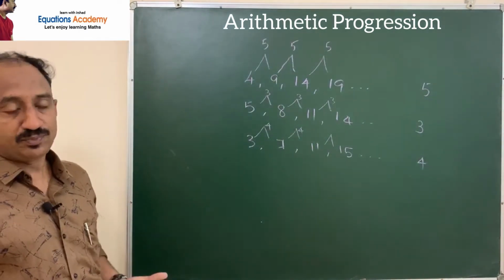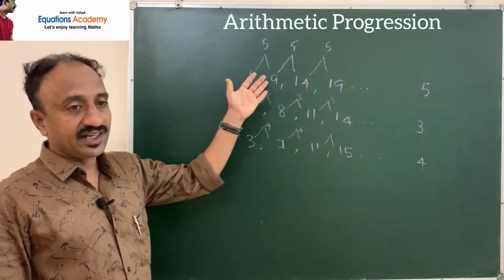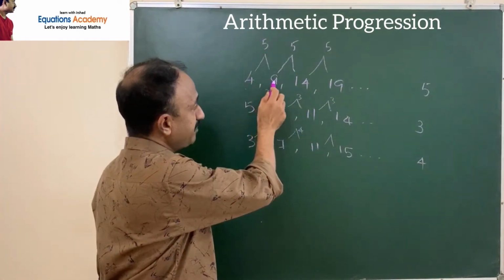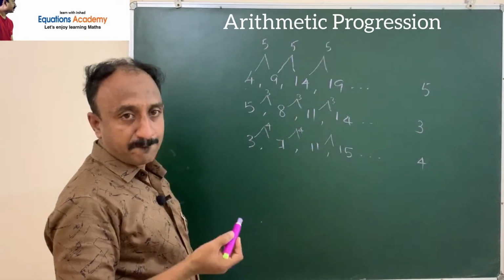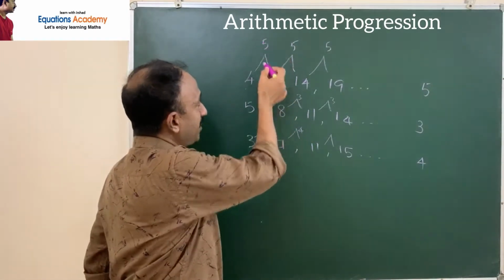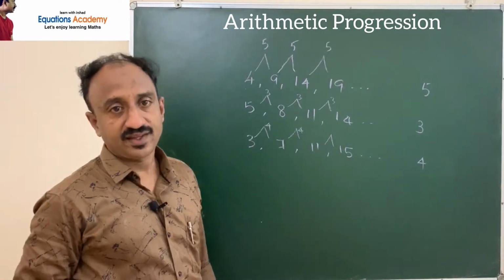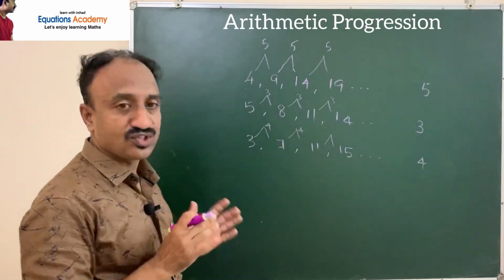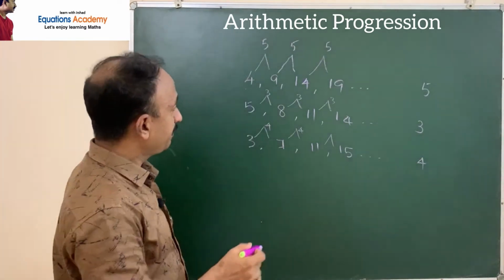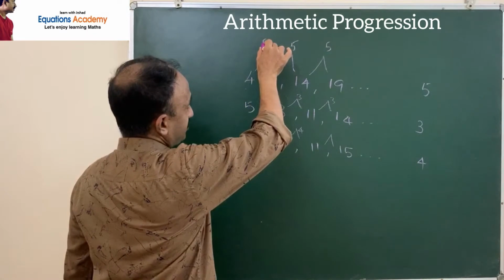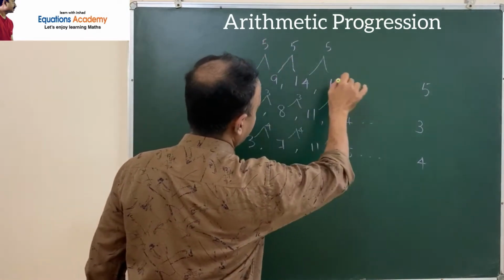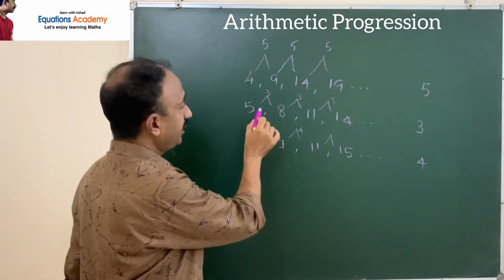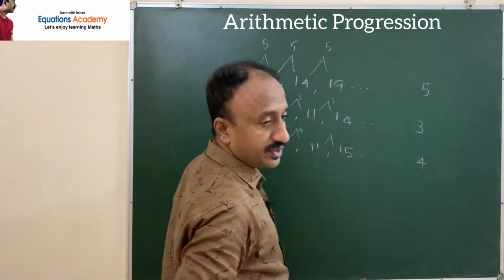So arithmetic progression is a list of numbers in which each term is obtained by adding a fixed number to the preceding term, except the first term. That is what arithmetic progression is. See, the fixed number in this progression is 5. Here it is 3. Here it is 4.